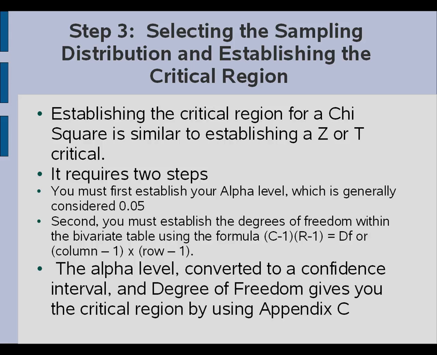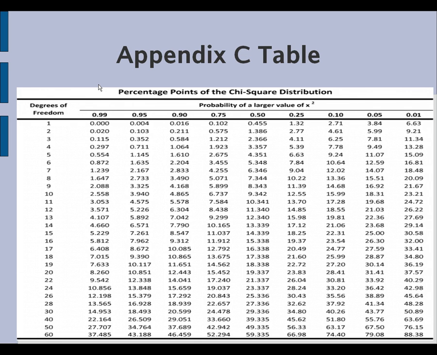The alpha level converted to a confidence interval and degree of freedom gives you the critical region by using Appendix C. For example, if the confidence interval is 0.95 and the degree of freedom is 4, then the chi-square critical will be 0.711.